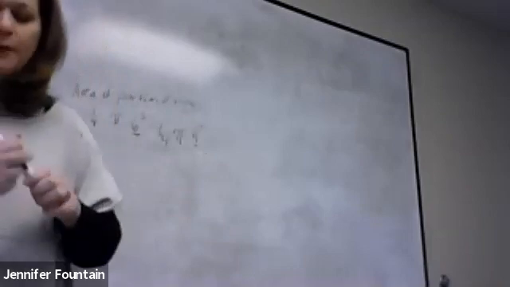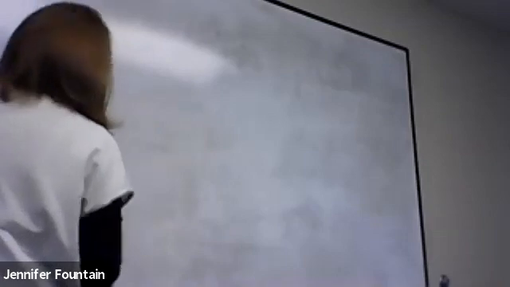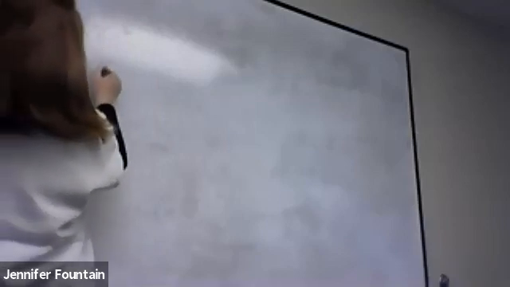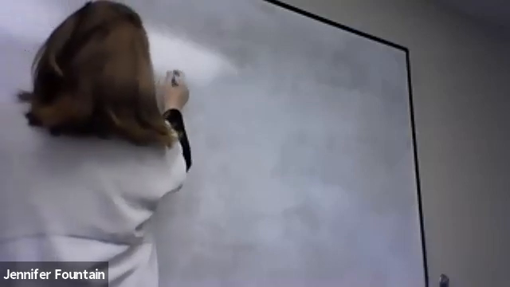All right, look at number 3. In exercises 3 through 8, find the area of the shaded region. How am I going to find my area in number 3? What's the area of a circle? And what is my radius? 9. So area equals 3.1428 times 9 squared. What is 9 squared? 81.